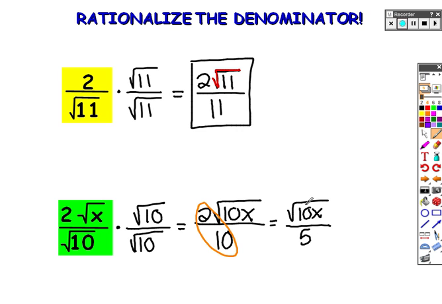And now you might be thinking, well, can I say this is 2? No, the square root of 10 is like 3 point something. It's completely different than 10. So I cannot cancel those terms. The 10 is under the radical sign, the 5 is not. So this is your final answer with the denominator rationalized.